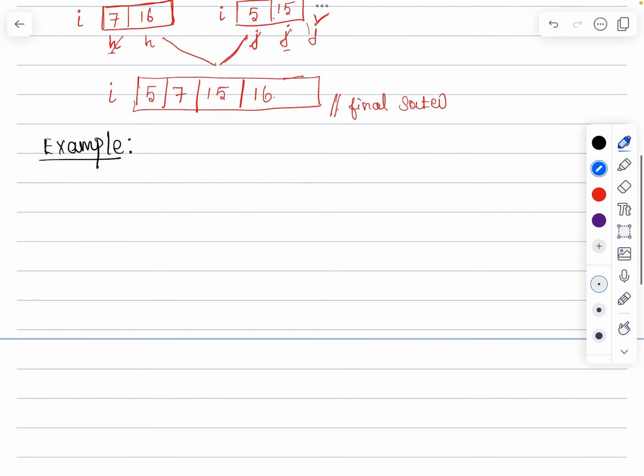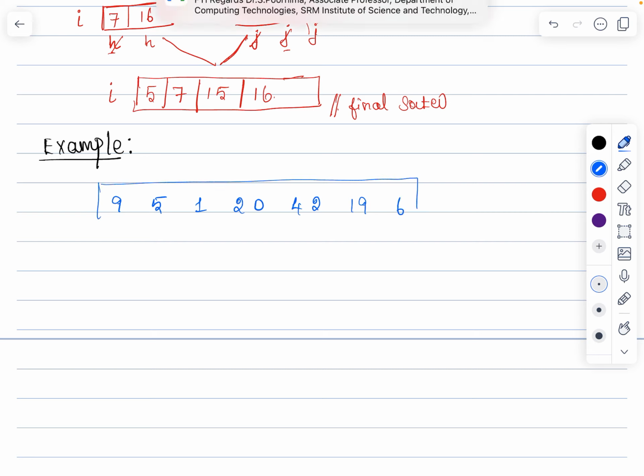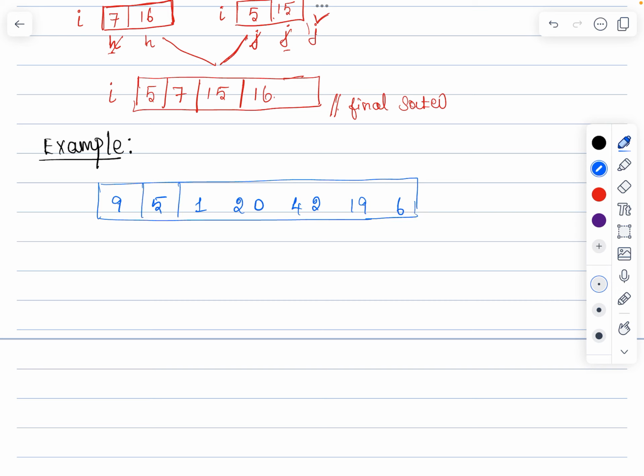Let us consider this array: 9, 5, 1, 20, 42, 19 and 6. So totally, if you check, there are 7 elements, and these are the index values.